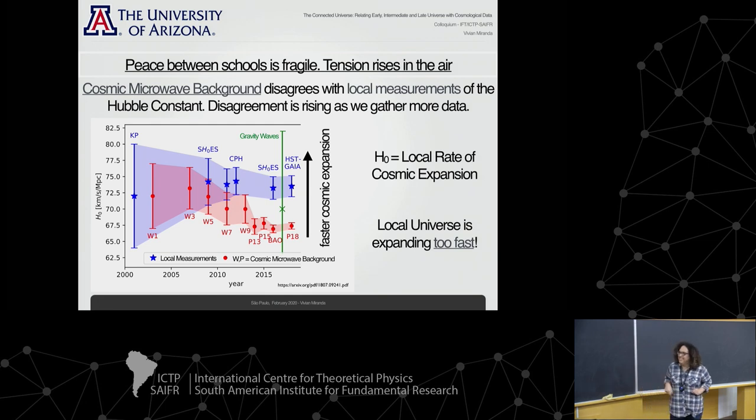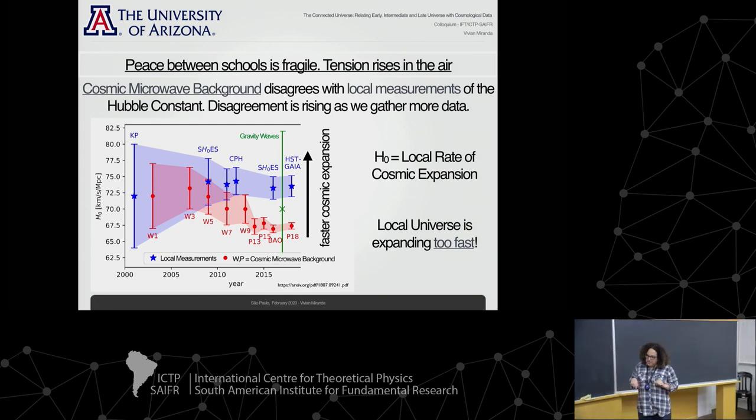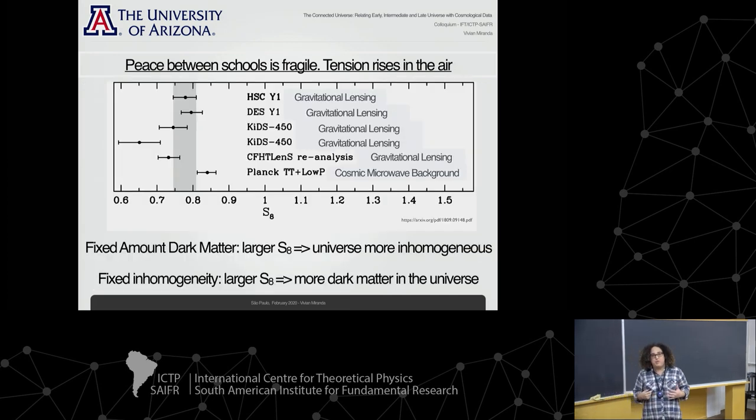Okay. So if you believe that the correct standard model of cosmology is the universe predicted by the cosmic microwave background, then you conclude that the universe we actually observe at late times is a universe that's expanding way too fast. We can play this game with another parameter, called S8. It's an interesting parameter that mixes physics from the background evolution as well as from structure formation.